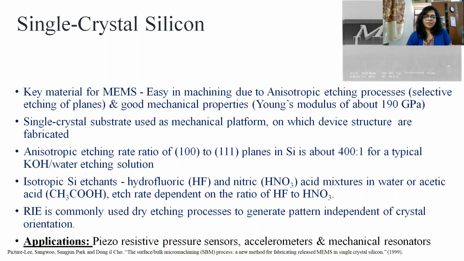Reactive ion etching is commonly used for dry etching, where chlorinated and fluorinated compounds are used along with oxygen, hydrogen and helium to etch out the material. The applications are in piezoresistive pressure sensors, accelerometers and mechanical resonators.